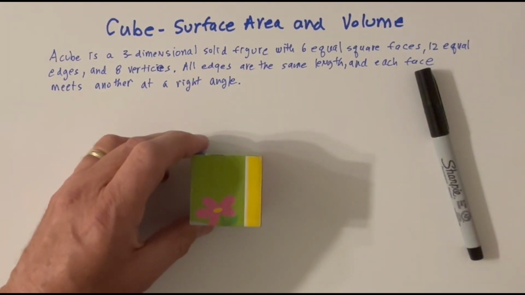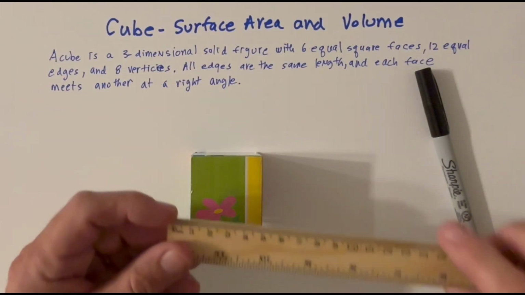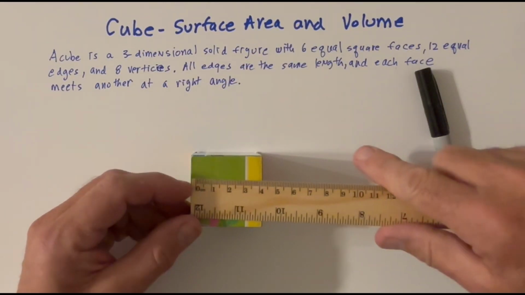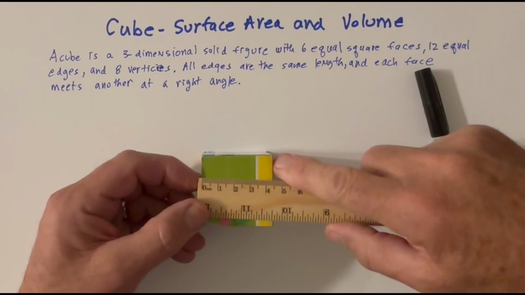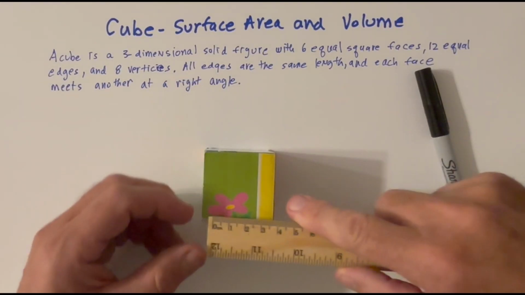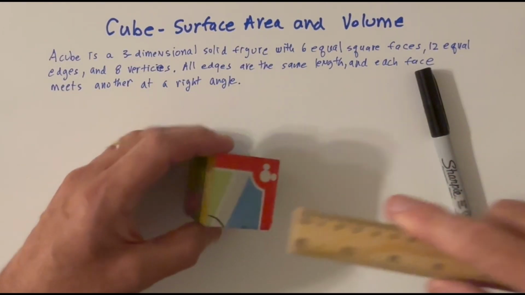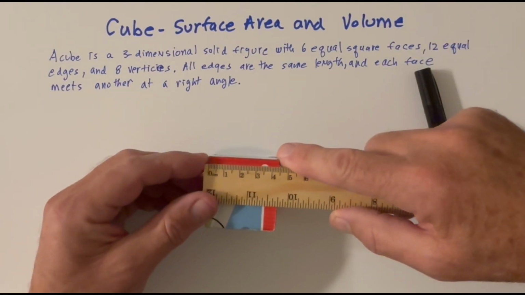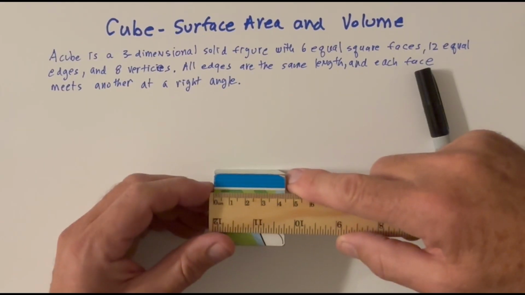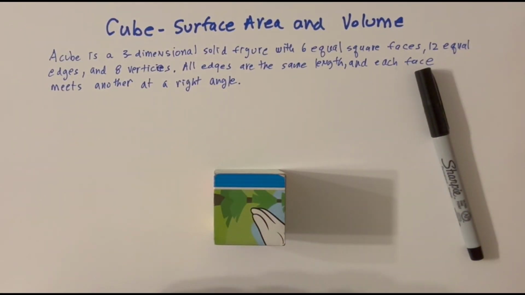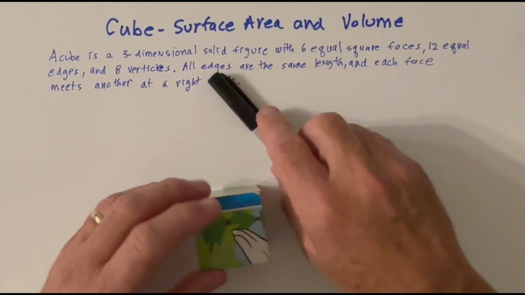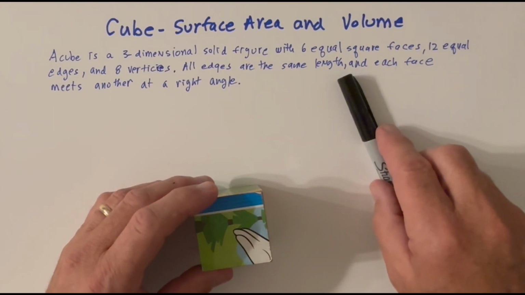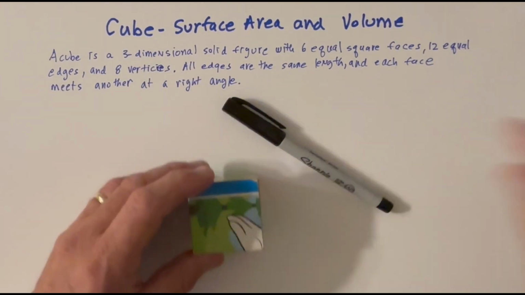All edges are the same length and each face meets at a right angle. So let's measure the edges. That's 45, 45. I'm not going to measure all of them, but just get a good representative sample. And they're all basically 45 millimeters in length. So all edges are the same length.